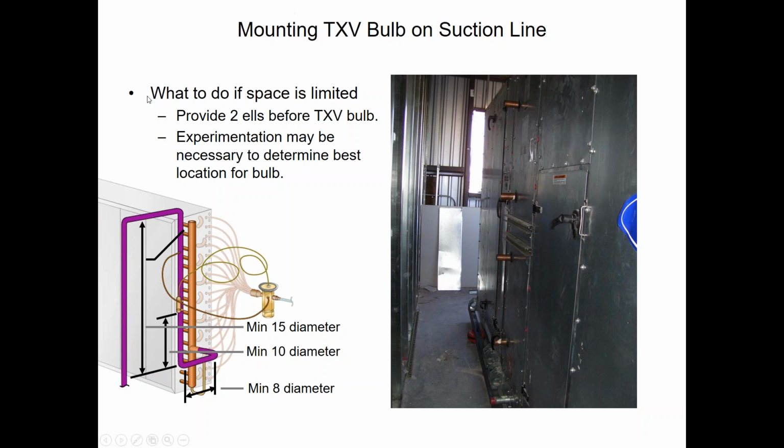So again, I think we already covered this. TXV location: if space is limited, make sure you have at least 2 mixing 90s before you mount the TXV bulb. In our books, that's where you'll see minimum 8 diameter, minimum 10, minimum 15 diameter, and I explained already what was going on there. So that's what that's all about.